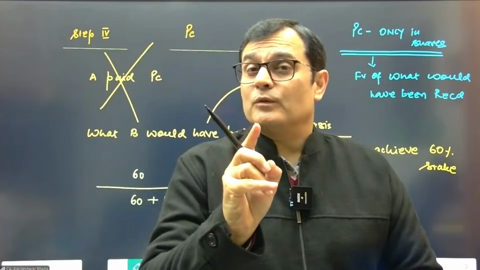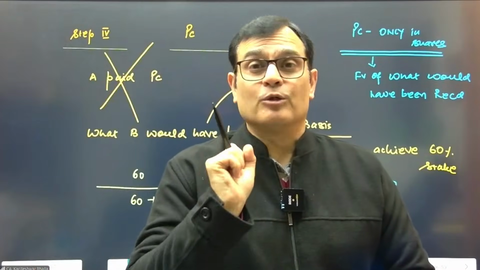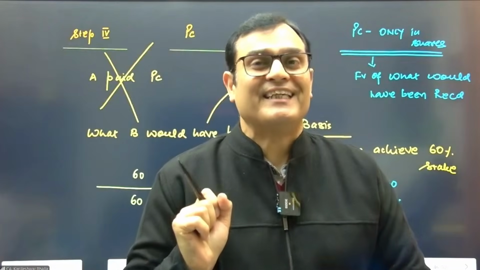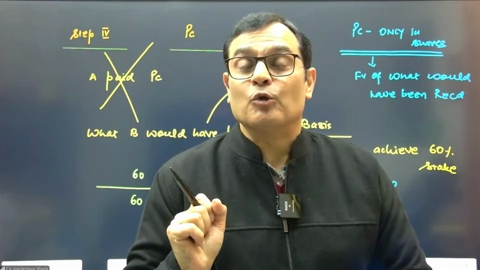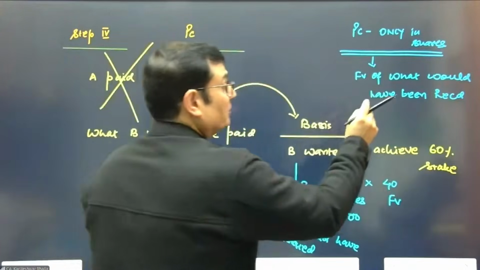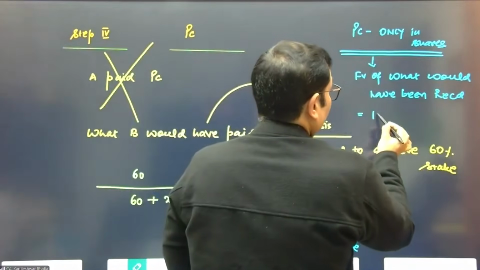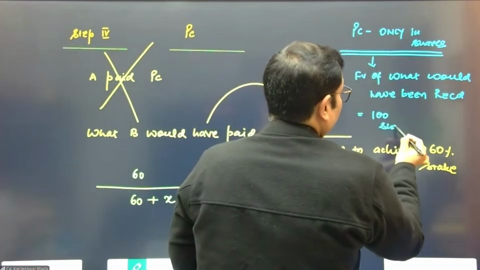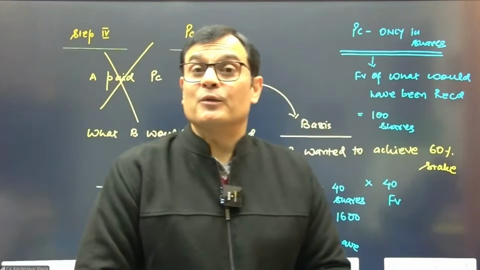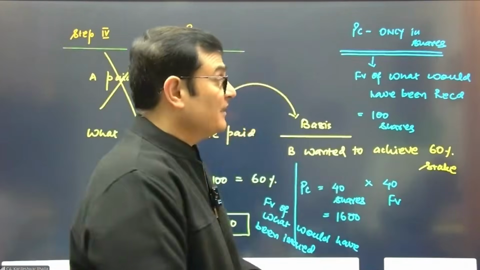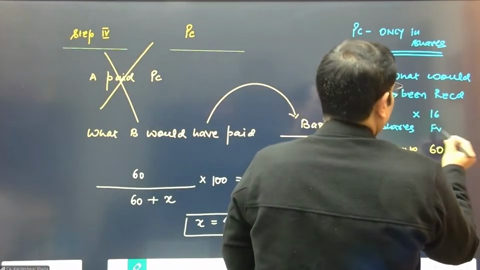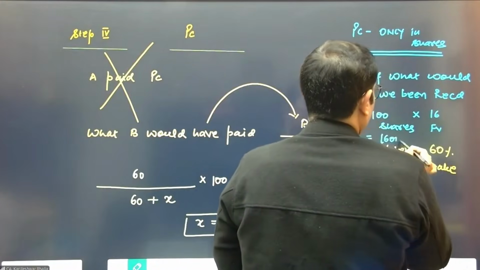Can I say if B would have issued these shares to the shareholders of A, he would have got control over the business of A. He would have got control over those 100 shares of A. So when I say what would have been received, we can say he would have got control over the 100 shares of A, and the fair value of the shares of A is 16 rupees, and this works out at 1600.